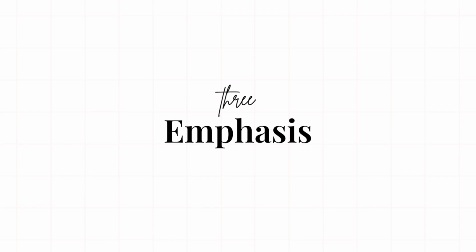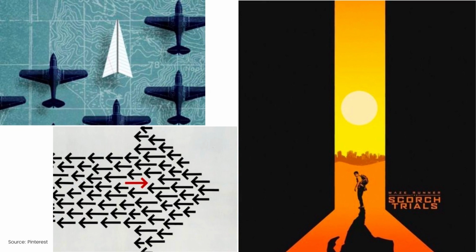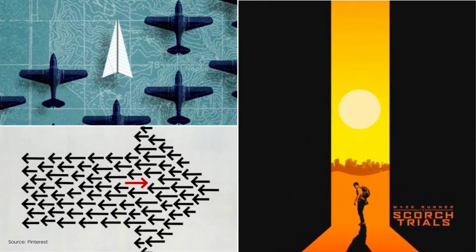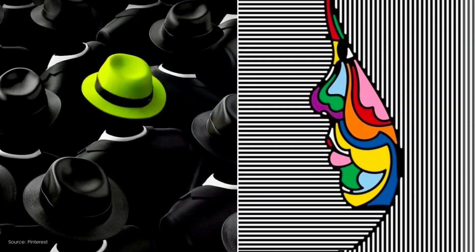Emphasis is all about drawing attention to a focal point in your composition. It's like giving your audience a visual cue on where to focus. This can be achieved through color, size, position, or other design choices.